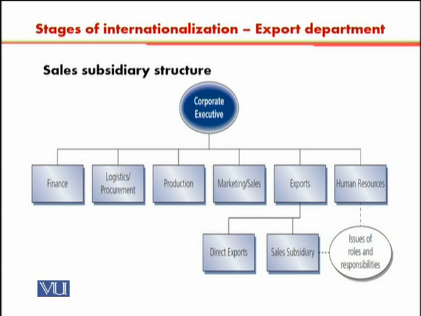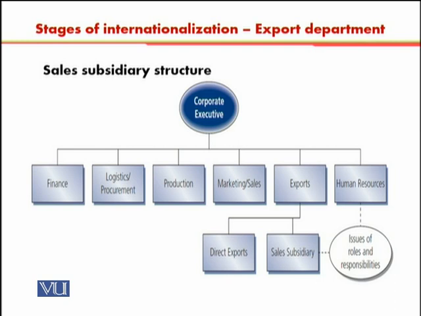And then there is the human resources department. And the human resources department is again having both the function of controlling the human resource of the parent country and controlling the human resource of the sales subsidiary. So you can see in this diagram that under the exports department, there are two heads. Number one is direct exports, and number two is the sales subsidiary.